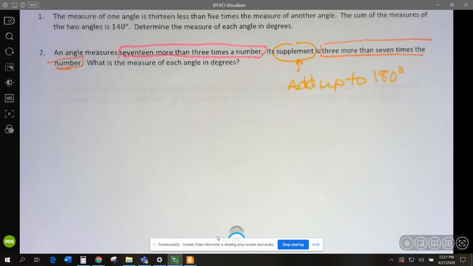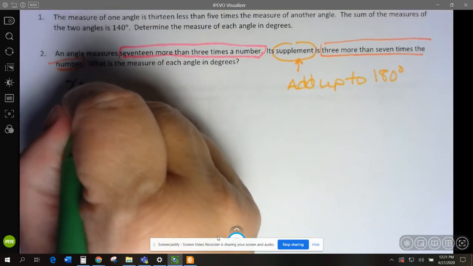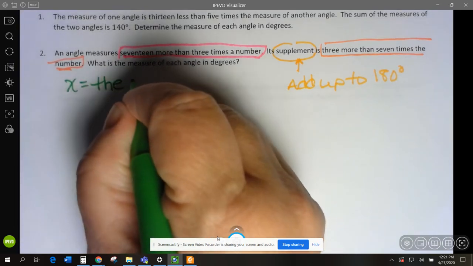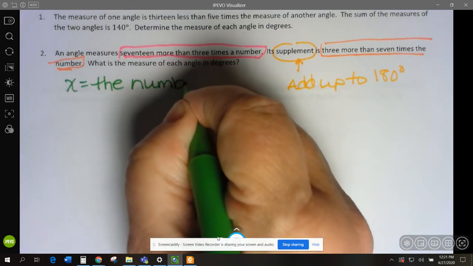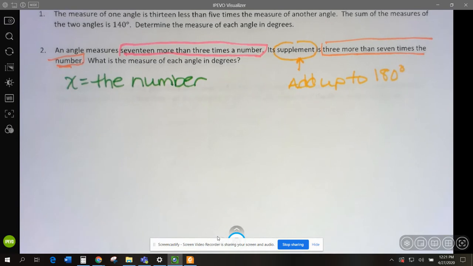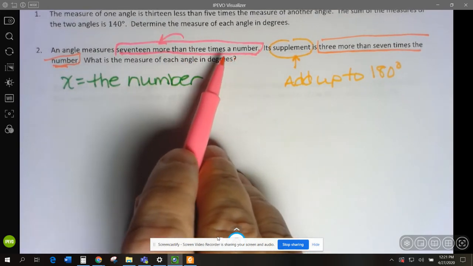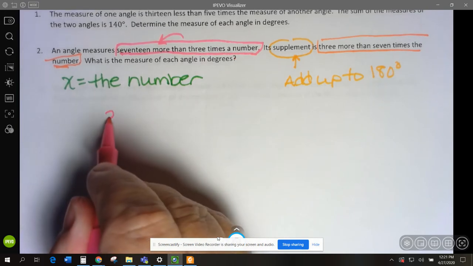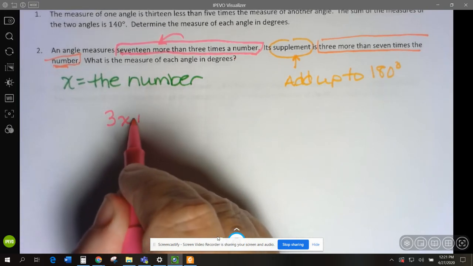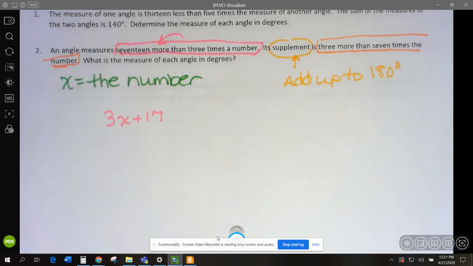You have 17 more than 3 times the number and 3 more than 7 times that number. But do we know what that number is? No. So x is going to be the number. Let's make x the number. So 17 more than is a turnaround phrase, right? 3 times that number, so 3 times our number x would be 3x, and 17 more. It's our first one.